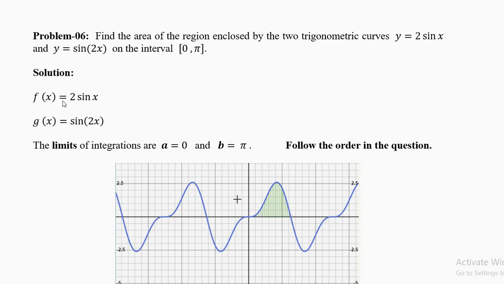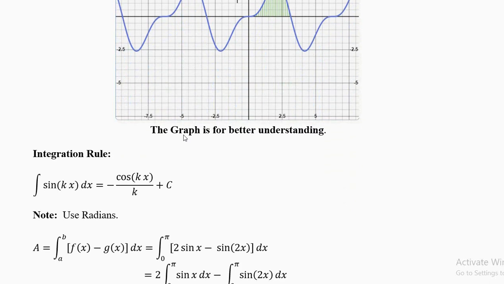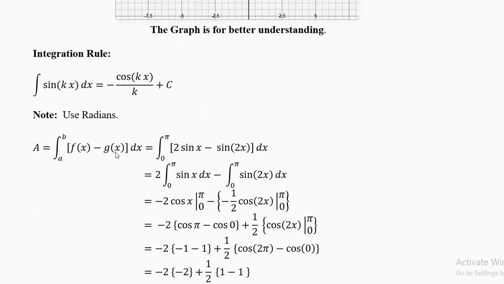The first function is f of x equal to 2 sine x, and the second is g of x equal to sine 2x. Now your area is f minus g. It is 2 sine x minus sine 2x, going from 0 to pi. Now what is the rule for integrating sine kx? Sine kx, the rule is minus cos kx over k plus c. We do not need the plus c. Now do not get confused. The 2 is inside, the 2 is outside.